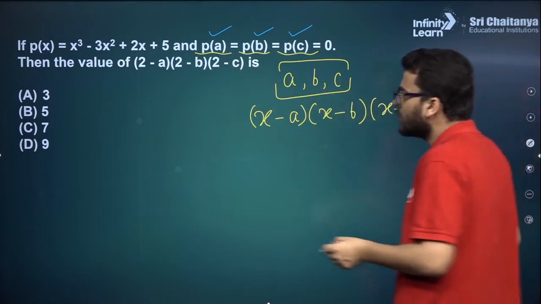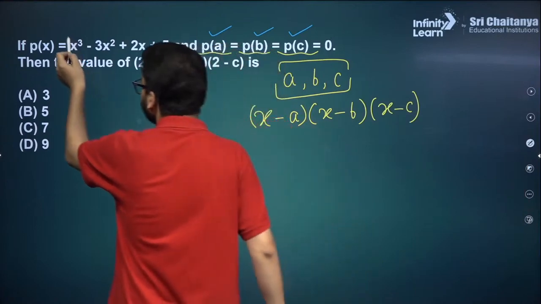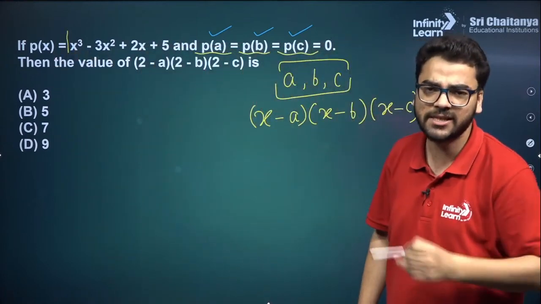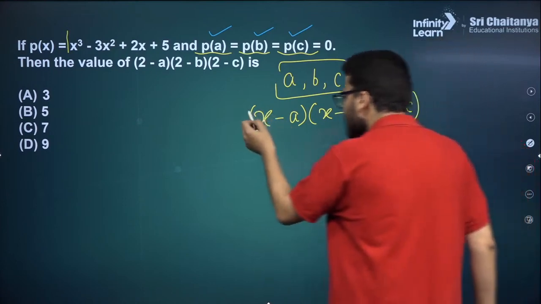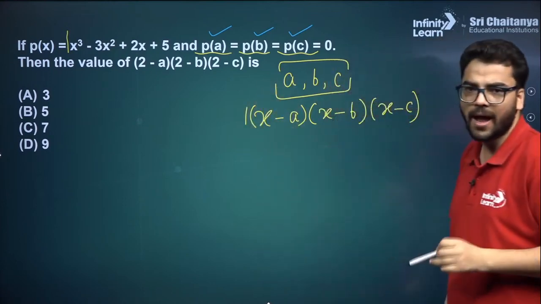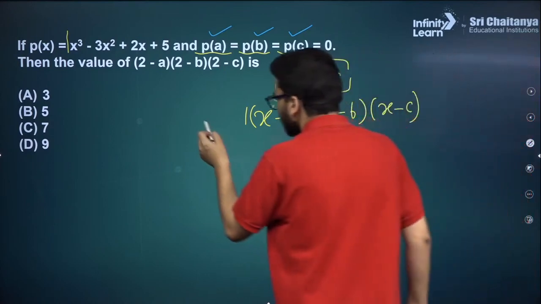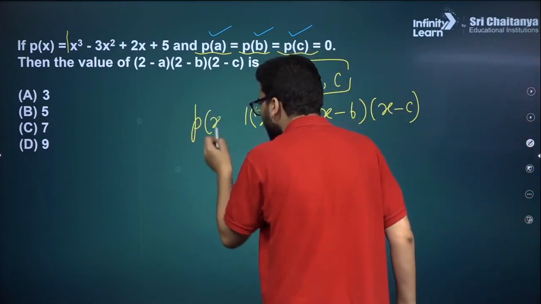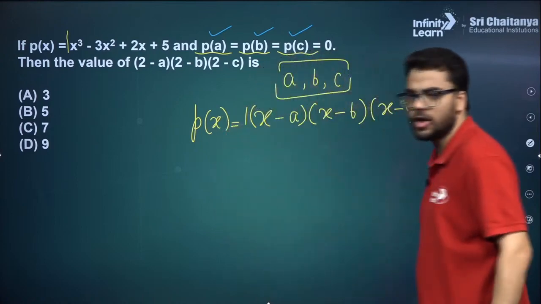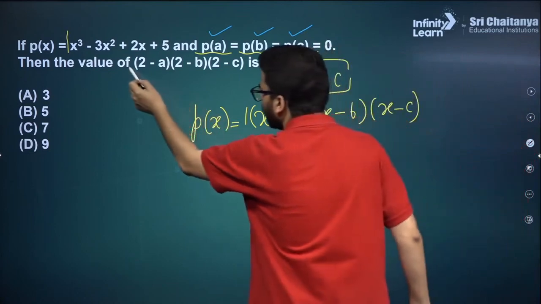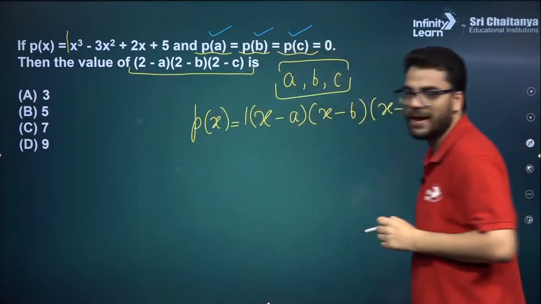And one more thing. You see, the leading coefficient is 1 over here. The leading coefficient, the coefficient of the highest exponent of the variable. So over here as well only 1 will come up, right? I hope that is clear. Now over here one more thing, guys. So this is equal to the polynomial or not? This is nothing but the polynomial itself. Now you see, we have to find the value of 2 minus a, 2 minus b, 2 minus c.